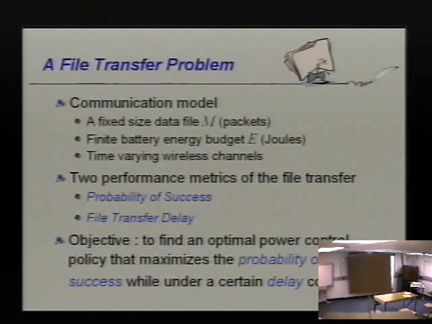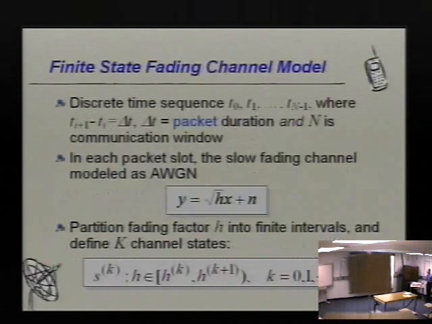Okay, before I formulate our problem, I have to say some words about our fading channel model. Here, in the high-rate packet data system, it is reasonable to assume that all the channel symbols in one packet duration experience the same channel state. In other words, the received signal-to-noise ratio remains at a constant level during the entire packet duration. So here we assume the packet rate is constant. We consider a discrete system, and one packet slot corresponds to this constant packet duration. In each packet slot, the slow fading channel can be modeled as an AWGN channel.